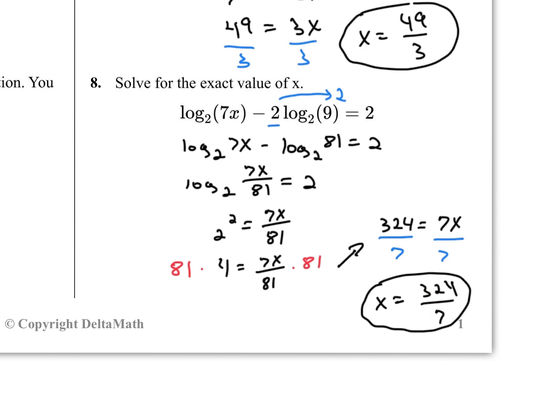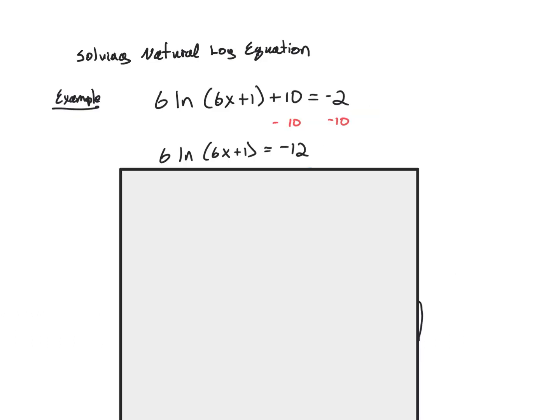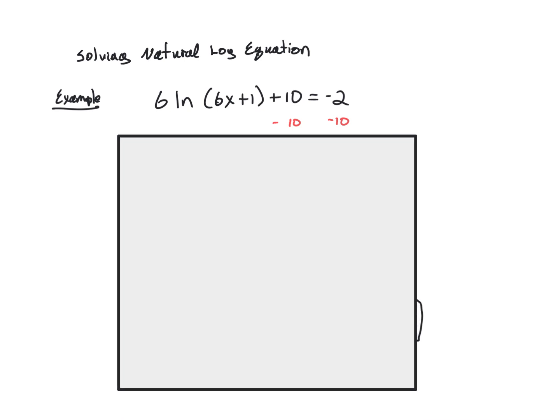Okay, that was the page that we handed out in class, and then we did look at one more, so let's take a look at this one. Okay, this is actually a natural log, okay? The 6 ln of 6x plus 1, plus 10 equals negative 2. Okay, we're going to try to solve for x, okay?